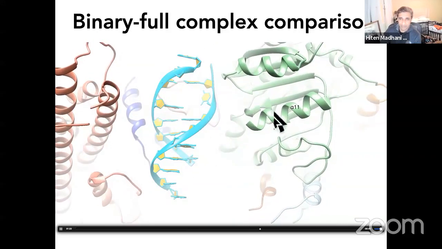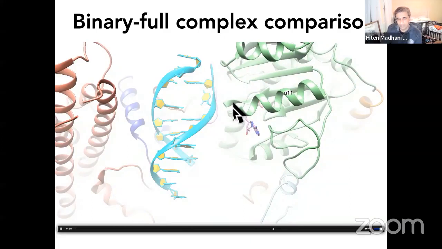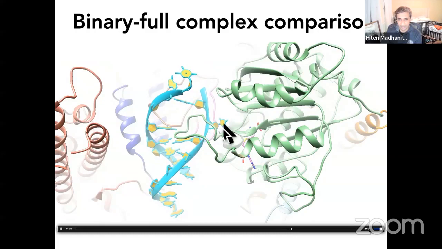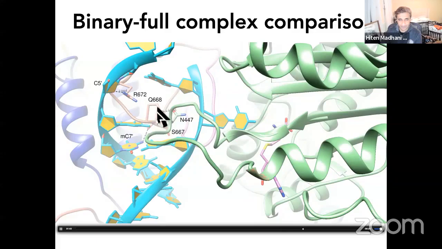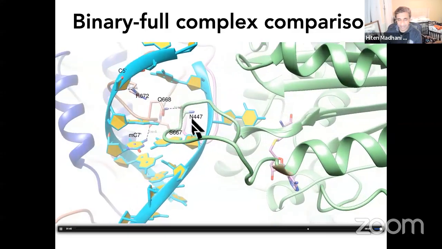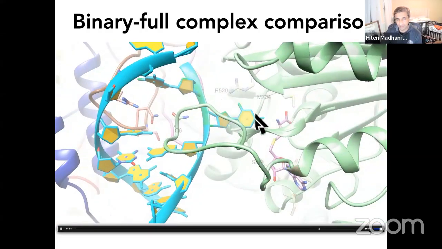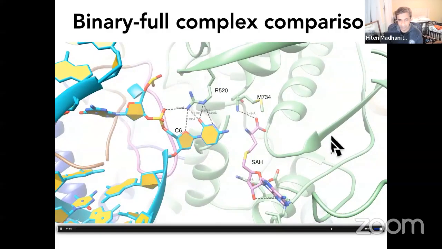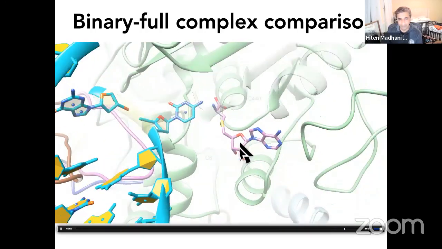When we see this domain move up, you can see that there's a loop that now becomes visible in the structure, and that loop penetrates into the major groove of DNA, seemingly poking that partially flipped out cytosine all the way out of the double helix. There are a number of hydrogen bonding interactions that stabilize this invasion of the double helix by the protein, and then there's maintenance of this flipped out state by specific hydrogen bonds that we can infer. And there you can see the analog S-adenosyl homocysteine.